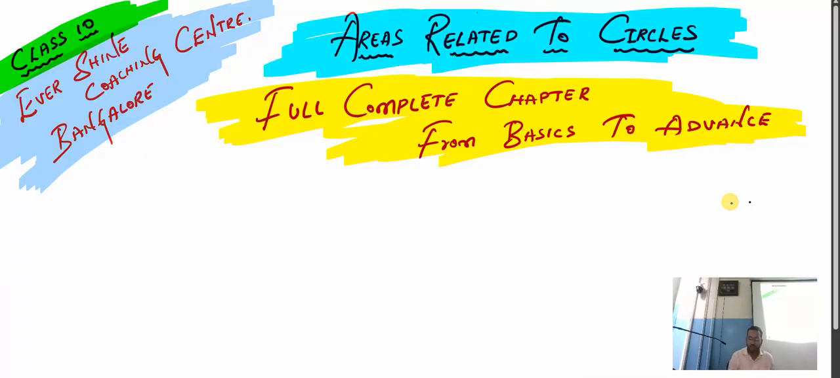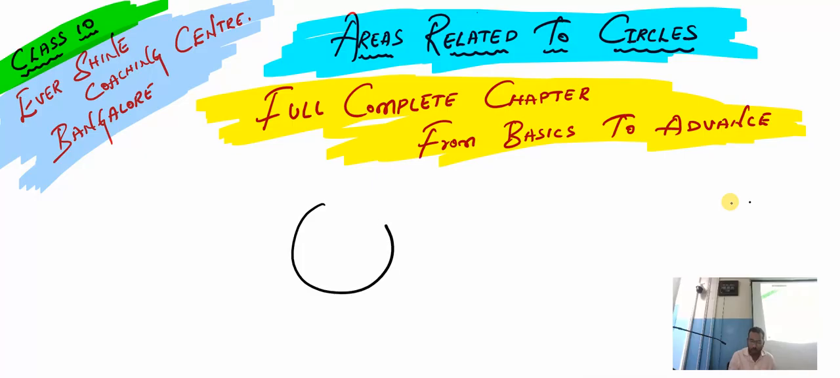Now, just one small basic. Let me say this is a circle. What is a circle? A circle is the locus of a point which is equidistant from the center. That is the definition of a circle. From the center, you measure any distance, it will always be equal. So this is called a circle.